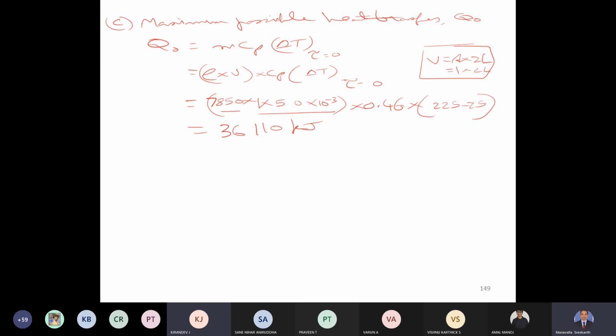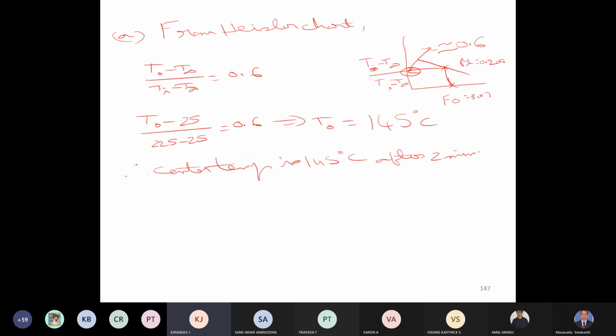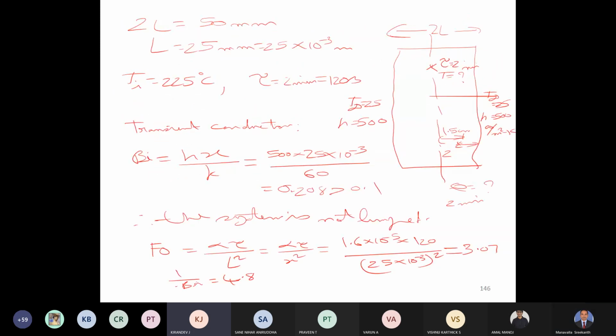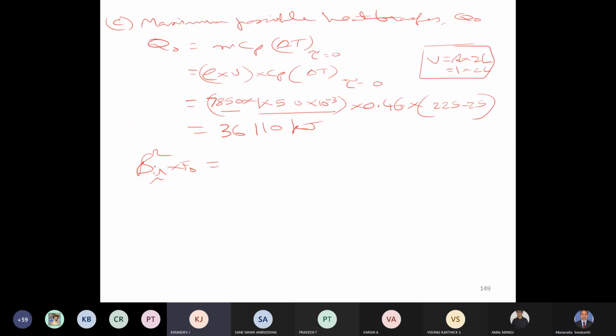Okay, now let us go back to the charts. From the charts, we have seen that you will need to use the Grober charts. You will need Biot and Fourier number, Biot square multiplied by Fourier number. What was the Biot, 0.208, and Fourier number 3.